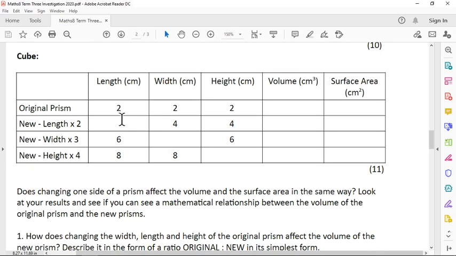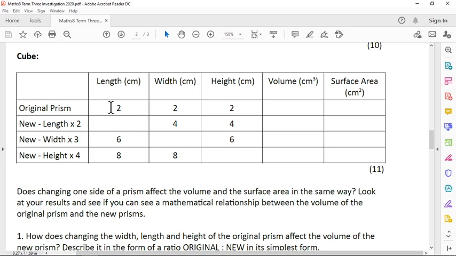Now, what's the difference between a cube and a rectangular prism? A cube is just a special kind of rectangular prism because a cube is just made out of squares. So here we want to do the same thing that we did for the rectangular prism, but we want to do it for the cube. But the thing with a cube is that if you change one side only, it's not a cube anymore. So when we change the sides of the cube, we have to change all of the sides.